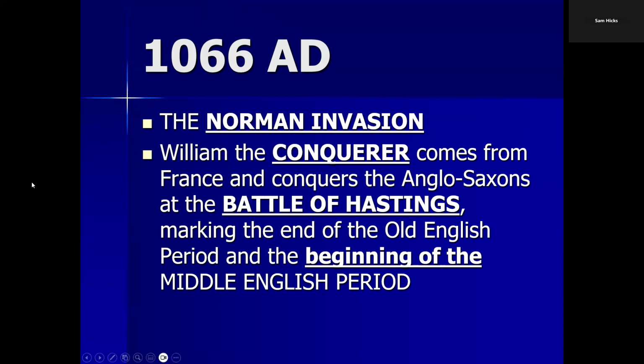Right, so in 1066, we have the Norman invasion. William the Conqueror comes from France, and he conquers the Anglo Saxon at the Battle of Hastings. This marks the end of Old English and starts Middle English, period.